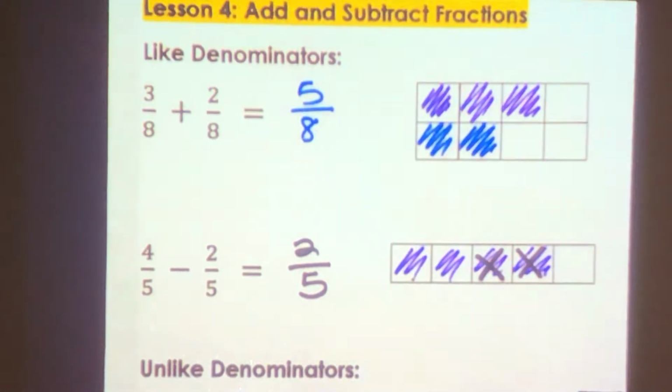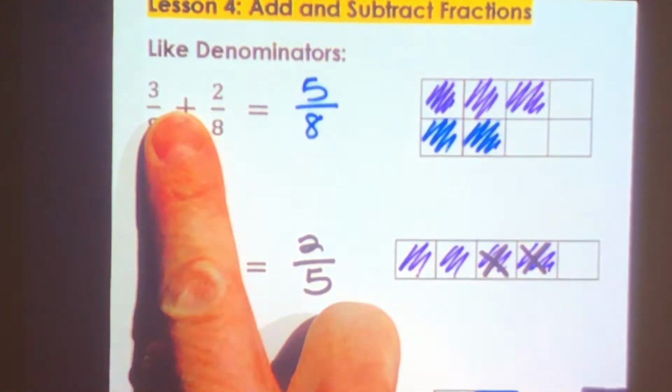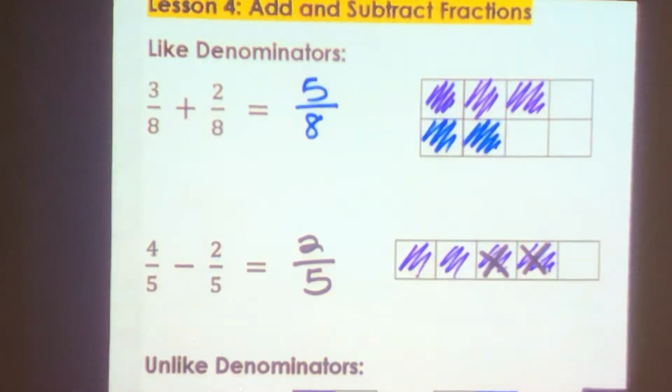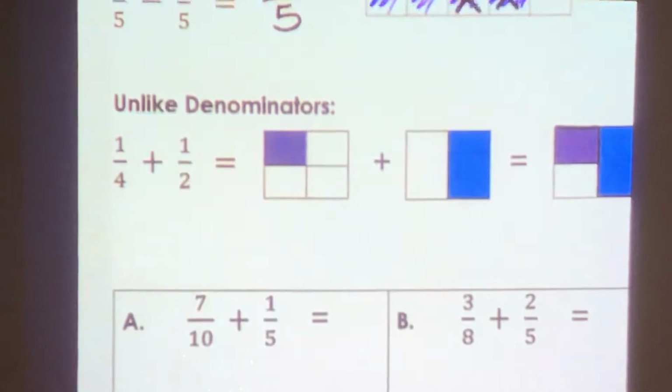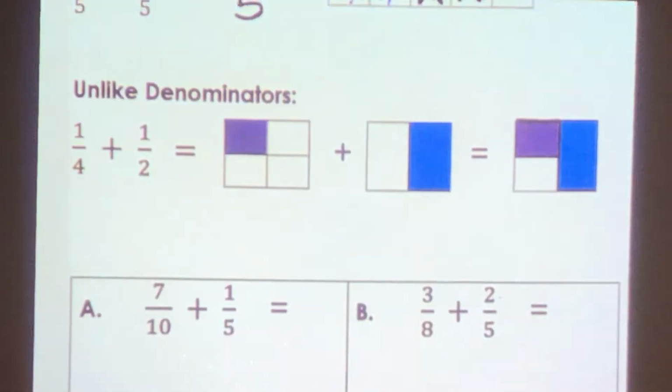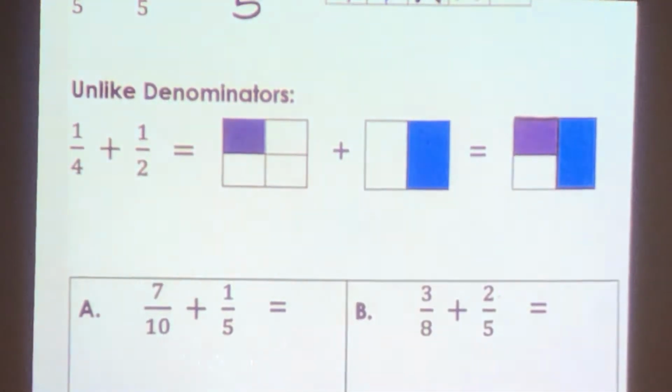So you should look when you are asked to add or subtract fractions, hey, do I have like denominators? Because if they are, all you have to do is add your numerators or subtract your numerators. The denominator does not change because the denominator is not pieces that we're counting, it's how many pieces the whole is broken up into. When you have unlike denominators, that is a little bit different. So here I have 1/4 plus 1/2.